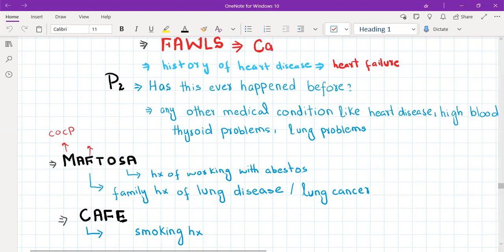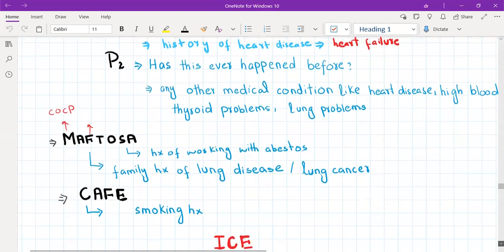Okay, because if the patient has been working with asbestos, it increases their chances of lung cancer. And also if the patient has a history of working with organic dusts like silica, or if the patient is a farmer, then it increases the patient's risk of interstitial lung diseases, which also present with shortness of breath. So almost everything is very important here.